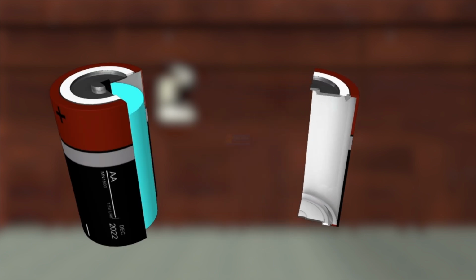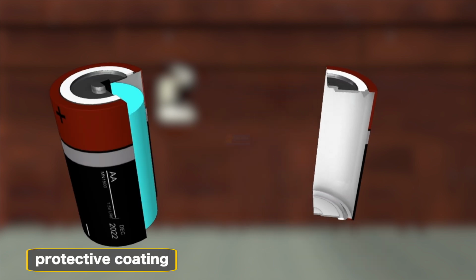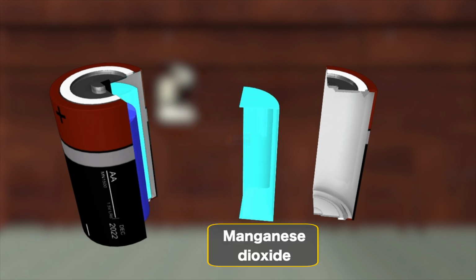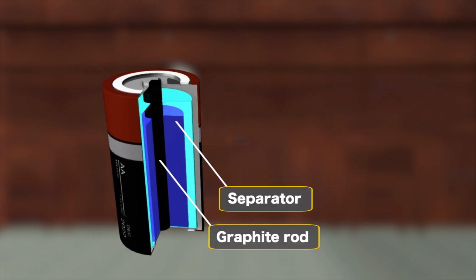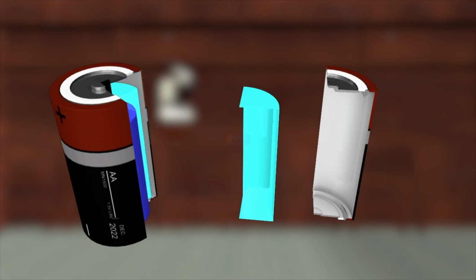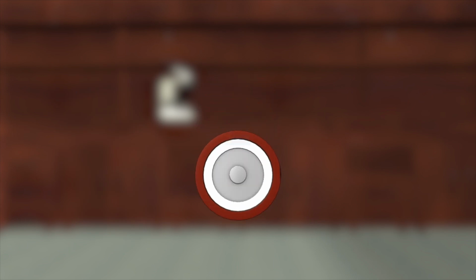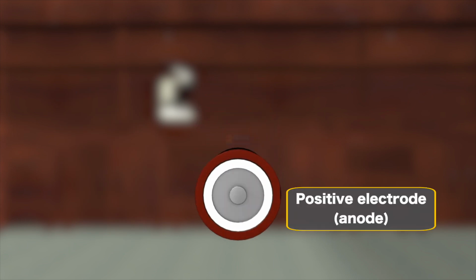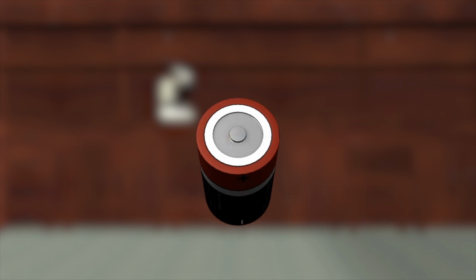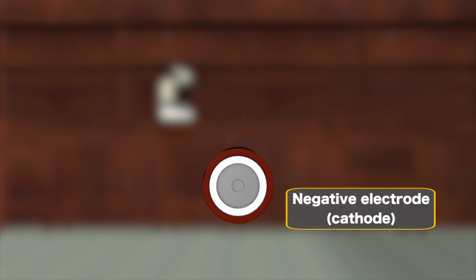A dry cell consists of a zinc metallic container without protective coating, in which electrolyte manganese dioxide paste covers the graphite rod, separated by a separator. The graphite rod connected with the upper end of the cell acts as the positive electrode and the metallic base zinc acts as the negative electrode.